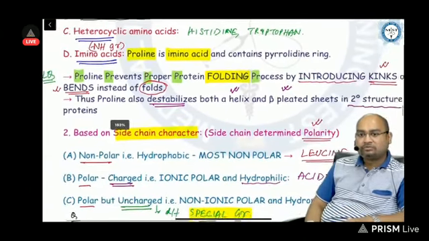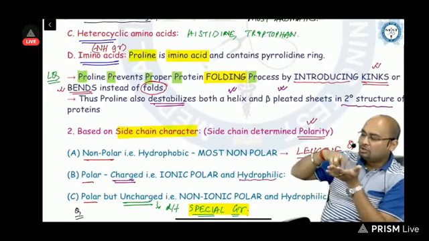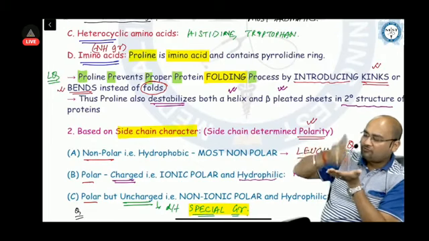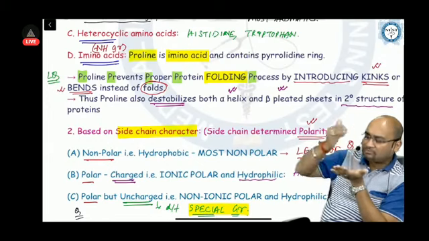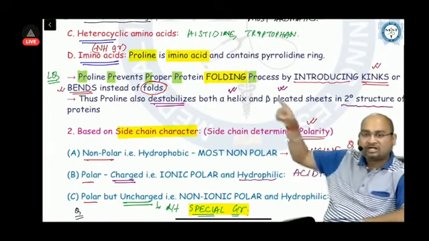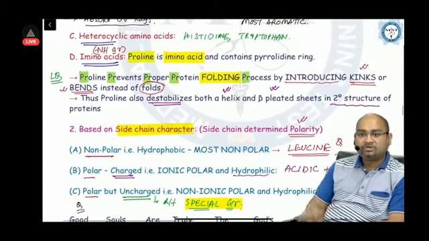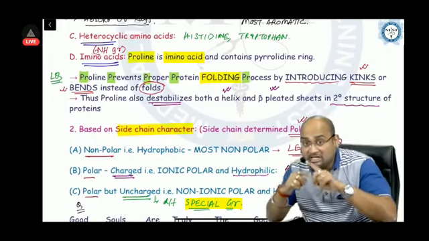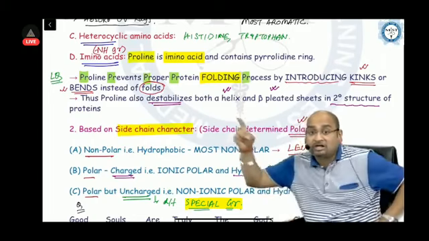Amino acid proline, latest question. Proline prevents proper protein folding, the rule of PR. Proline will prevent protein folding. This is not a good type of amino acid because it will introduce kinking and bending instead of folding. Folding is done by glycine. Abnormal folding will be done by proline.